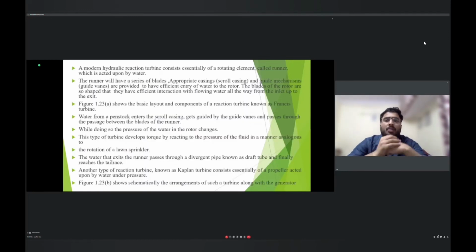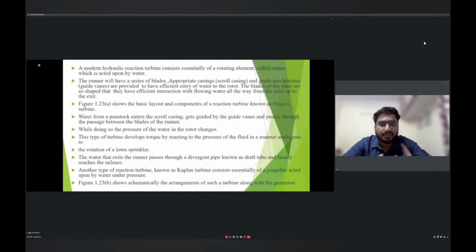So a modern hydraulic reaction turbine consists essentially of a rotating element called runner, which is acted upon by water. The runner will have a series of blades, appropriate casting and guide mechanism are provided to have efficient entry of water to the rotor. The blades of the rotor are so shaped that they have efficient interaction with the flowing water all the way from the inlet up to the exit.